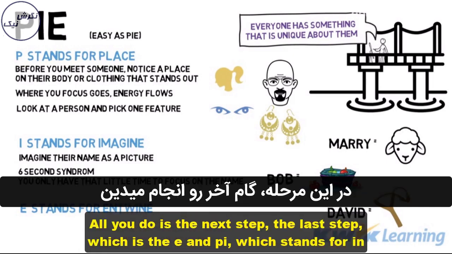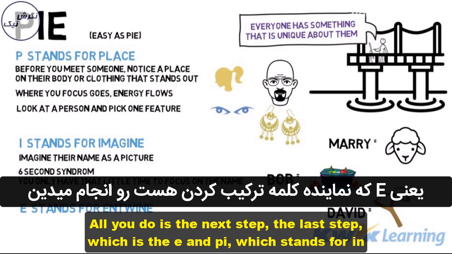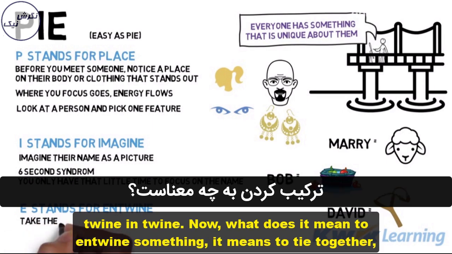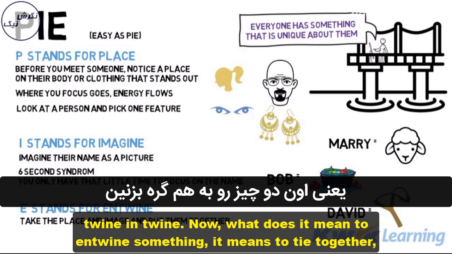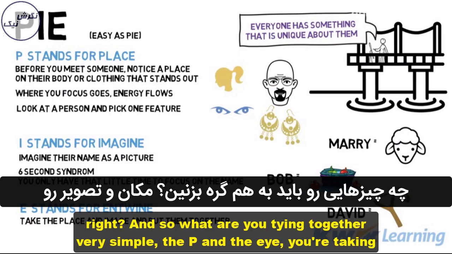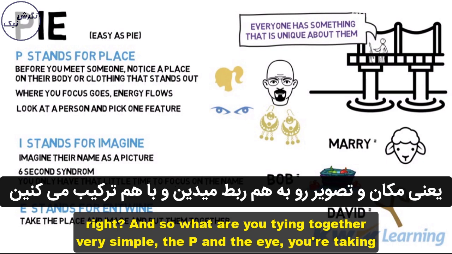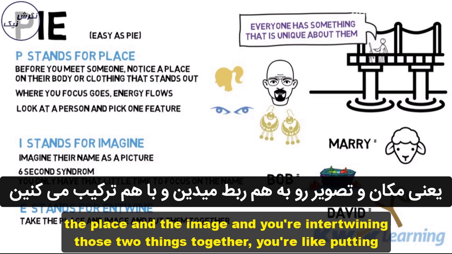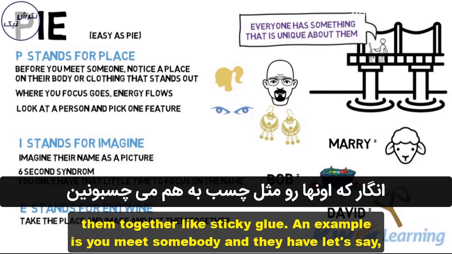And so what do you do when you have the name turned into a picture? All you do is the next step, the last step, which is the E in PI, which stands for entwine. Now, what does it mean to entwine something? It means to tie together, right? And so what are you tying together? Very simple. The P and the I. You're taking the place and the image, and you're entwining those two things together, like putting them together with sticky glue.